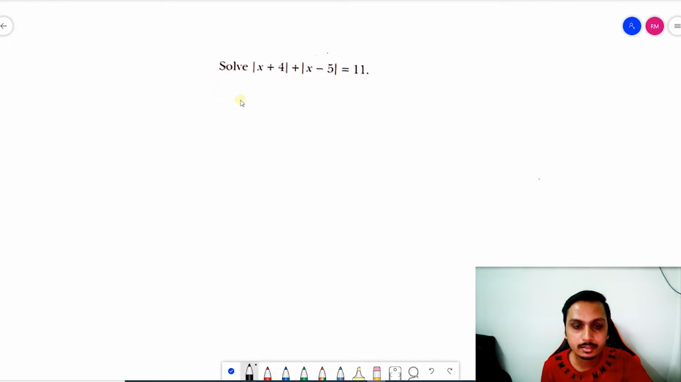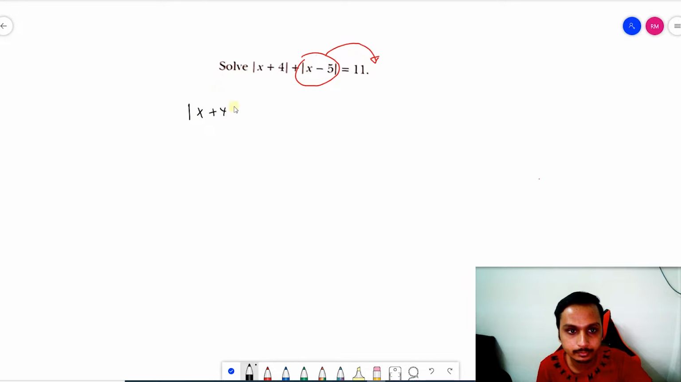Alright, now let's try to solve this question, where the question asks us to solve modulus x plus 4 plus modulus x minus 5 equals 11. So what I'm going to do here is move this modulus x minus 5 to the right hand side so that it will be easier for me to do the calculations. So let me rewrite it. Modulus x plus 4 close modulus, since I'm going to move that to the right hand side, the one that is left will be equal to 11 minus modulus x minus 5.